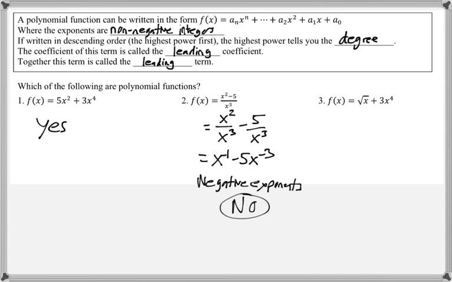With 3, we have a radical, and that would be x to the 1/2 if I write that in its exponent form. And we're not supposed to have fractional exponents. So this would also be a no.